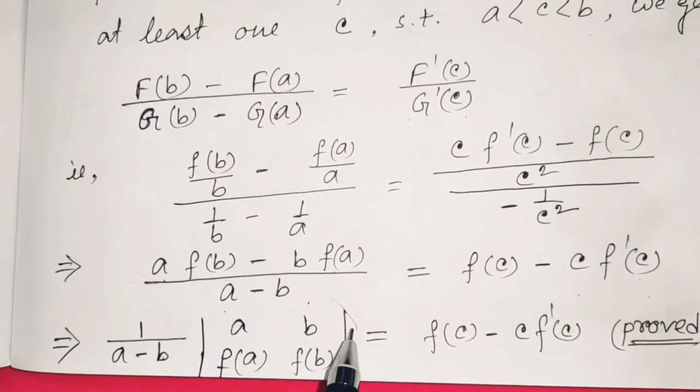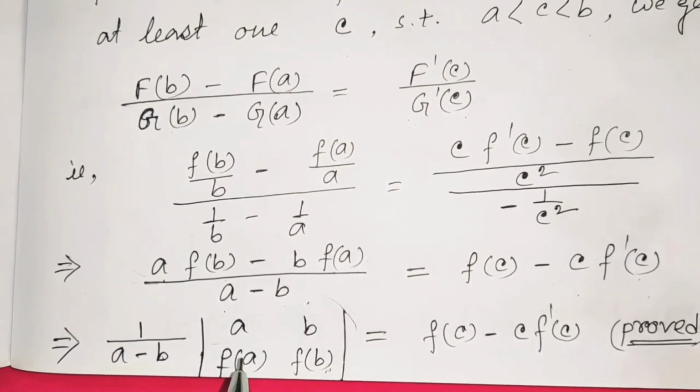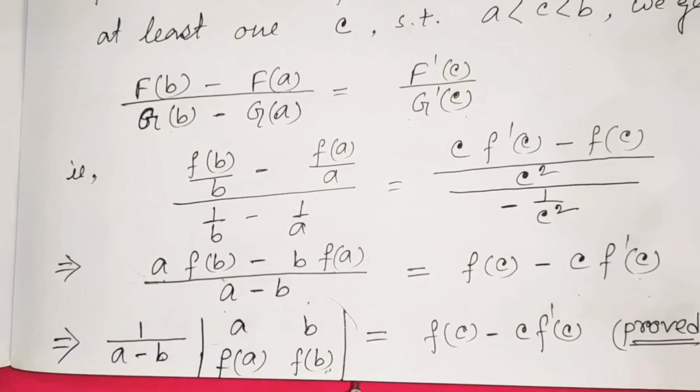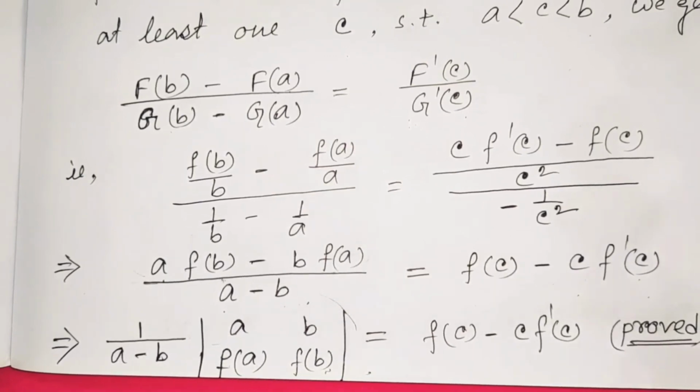Just look at this one. If we multiply these two minus these two, then we will get this one. So we can write this in this form, which is our required inequality that we were supposed to prove, and hence the proof.